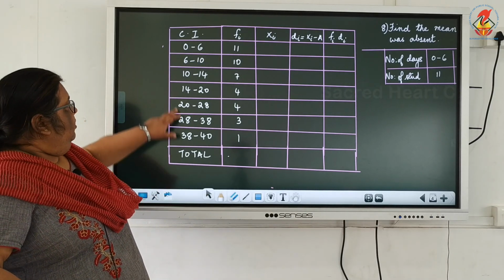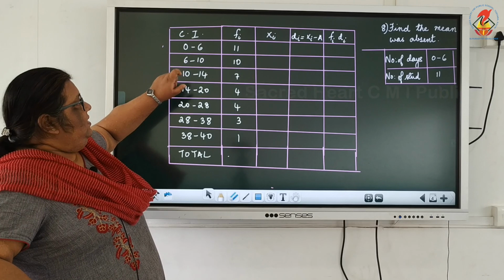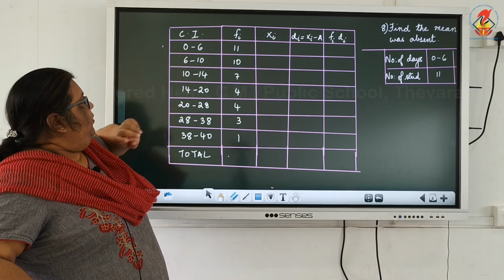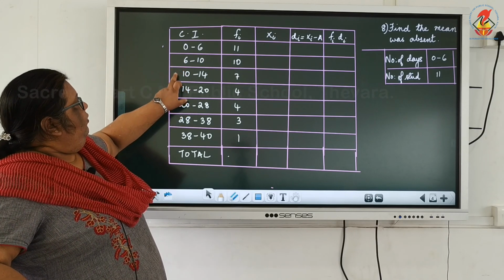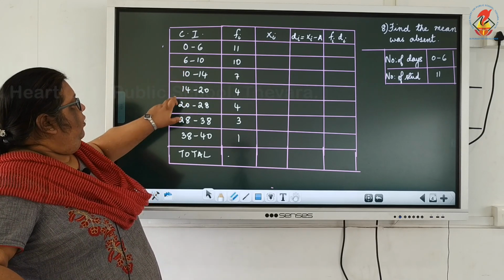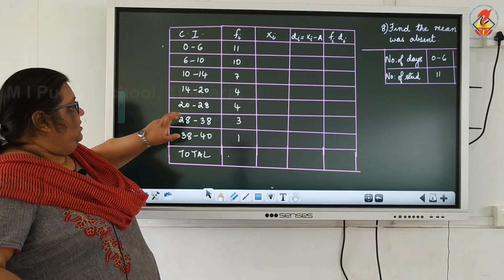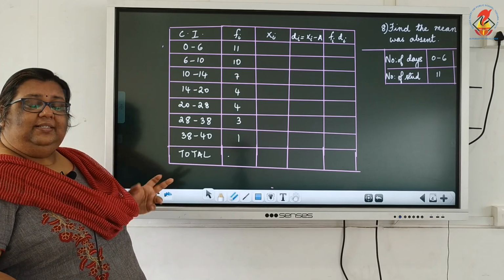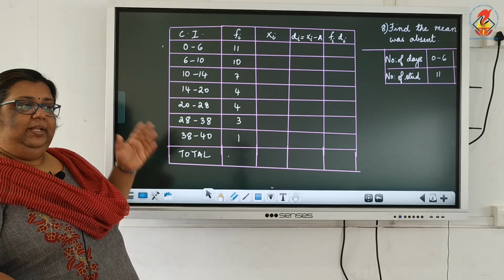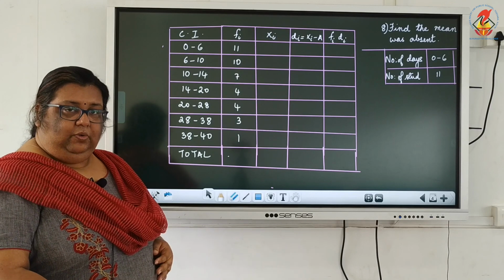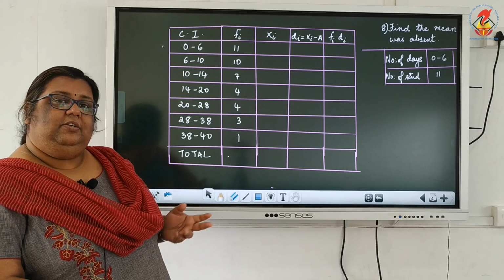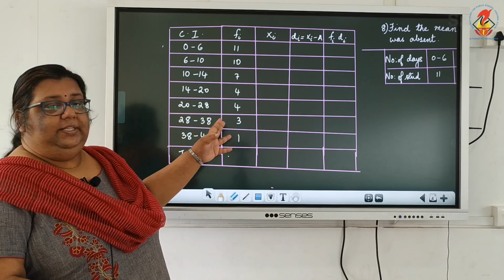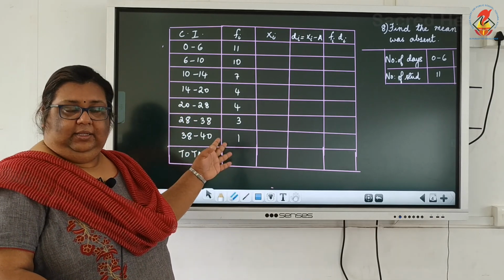Children, here you can see the class size. What was class size? Upper limit minus lower limit. 6 minus 0 is 6, 10 minus 6 is 4, 14 minus 10 is 4, 20 minus 14 is 6. Here in the class intervals, the class sizes are different. Usually the class sizes should be the same throughout, but for arithmetic mean, it is not compulsory. Okay, we can find our arithmetic mean directly here.